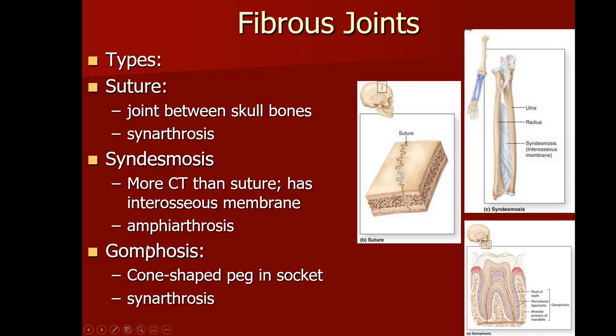Then we have a unique case called a gomphosis. This is defined as a cone-shaped peg fitting into a socket. And this is a synarthrosis, but the example that we have in the human body is the teeth. The teeth fit into sockets, and that's actually considered a joint, and it's called a gomphosis. It's a type of fibrous joint.